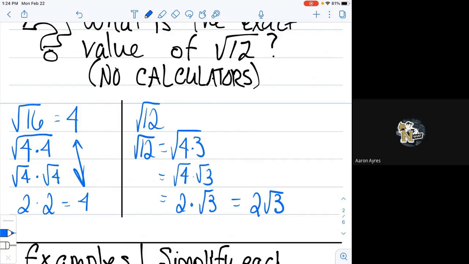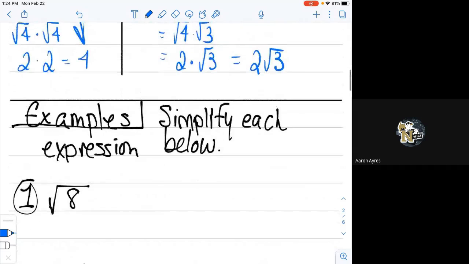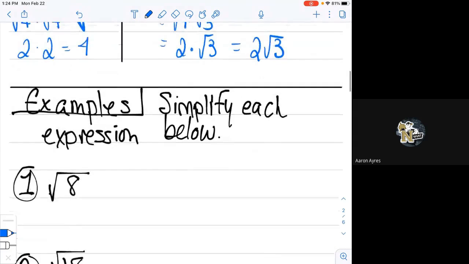Let's try a couple of examples here. We'll do these together while you're still learning the ropes a little bit. We'll start with the square root of 8. Get it down. We'll do this one together. We'll do a couple of these, then I'll give you a chance to try one on your own, and we'll see how it's going.